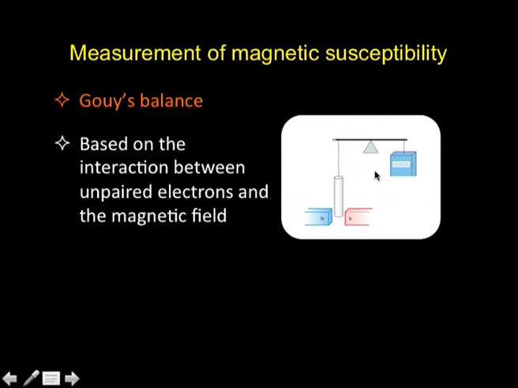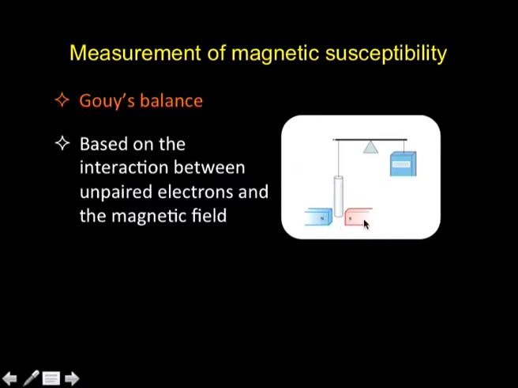Now, what do we do? We put the sample into this in such a way that most of the bulk is here, and some sample is up over here also, and there is no field to begin with. That means this magnet is not on, and in the absence of magnetic field we find out the weight of this material, that is the sample tube and the material contained in it.